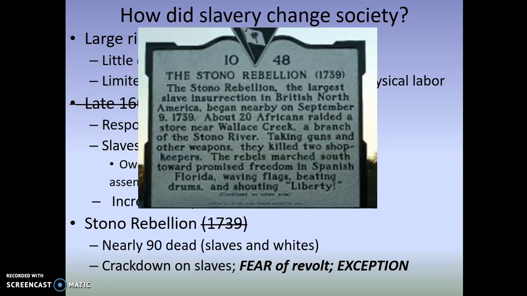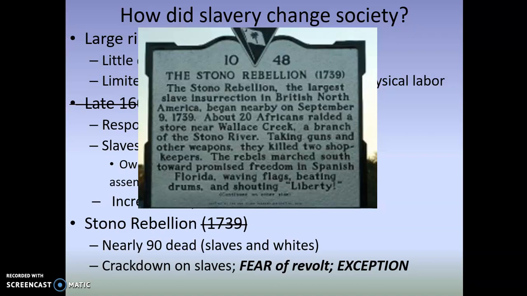Now, 100 members of the militia surrounded and killed most of the 80 participants in the slave revolt. 30 made it into the woods, where they were killed within a month. You can see from the sign, they marched towards promised freedom in Spanish Florida. None of them made it. They would have been free had they made it to Spanish-occupied territory. And this was the exception to the rule. Most slave revolts were very unsuccessful.